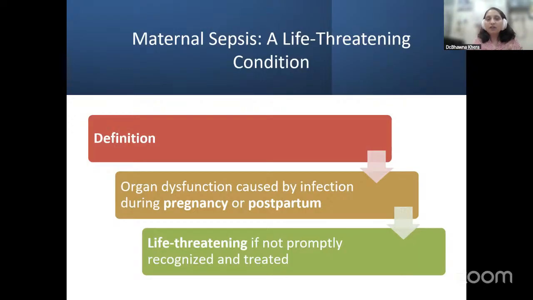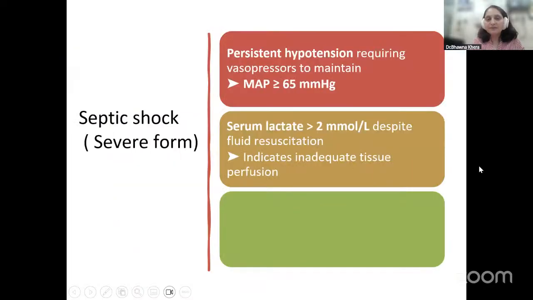If you have any questions, you are welcome to write them in the live chat and I will be certainly happy to answer all your questions. Now, when do we say that it is septic shock? Persistent hypotension requiring vasopressors to maintain the mean arterial pressure of more than or equal to 65 millimeters of mercury. This is the same as what we have been reading in our Part 2 old guideline. That is the cutoff for the mean arterial pressure: 65 millimeters of mercury.